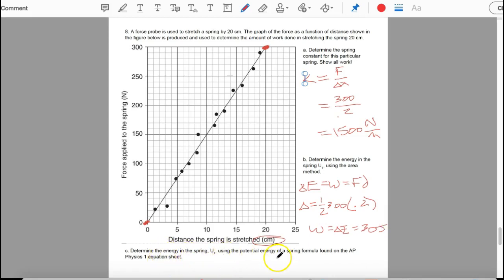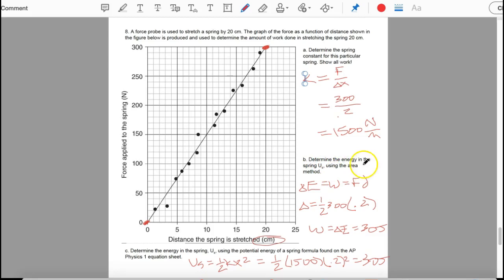Determine the spring energy using the potential energy spring formula in the AP Physics 1 equation sheet. So remember, the work done by a spring is equal to 1/2 of the k value times the stretch squared. So this is going to be equal to 1/2 times, remember we found it earlier, 1500, and then our stretch was 0.2, and we need to square it. And so now we've got 1500 divided by 2, and then we're going to take that times 0.2 squared, and we end up with exactly the same thing, which is 30 joules.